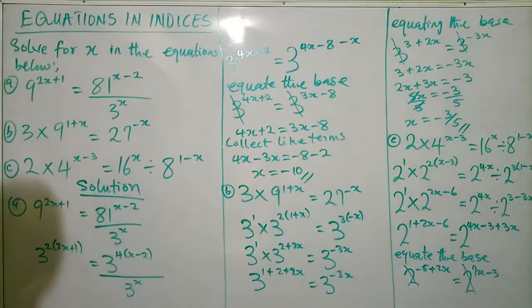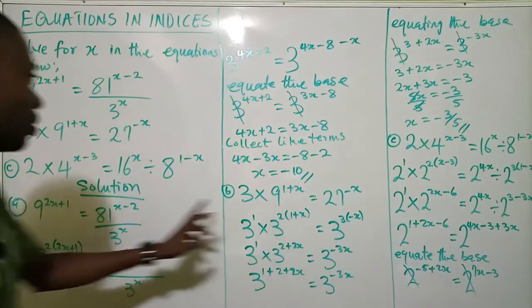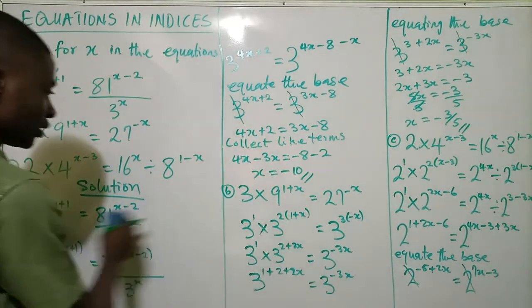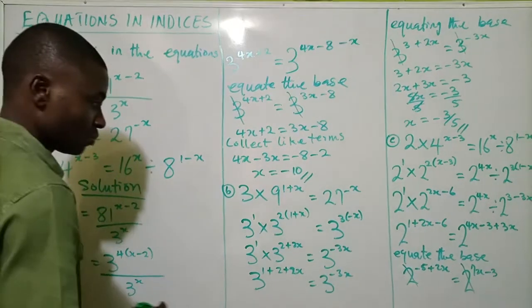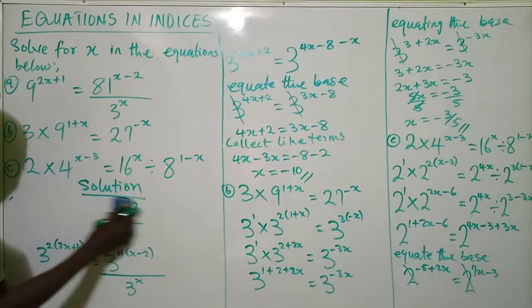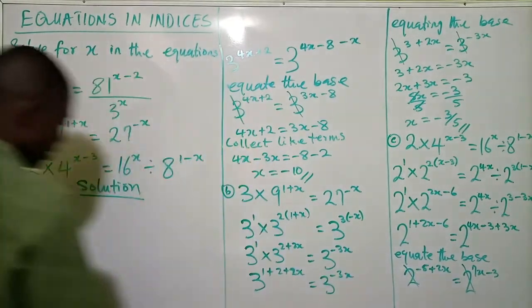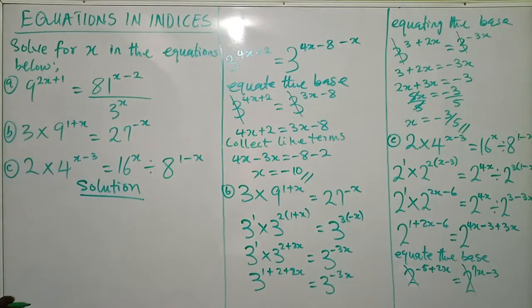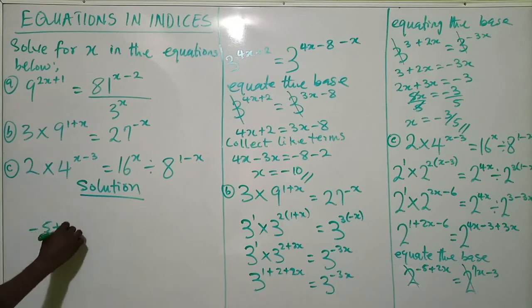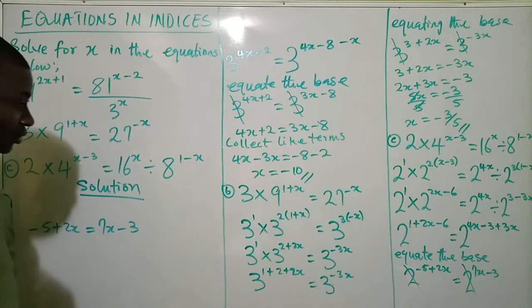Okay, so I'm going to wipe this off so that I can continue from here. From there I'm equating the base now. After equating the base, what do you have there? Let me clean that off. I want to complete this here now. Equating the base, we will now be left with minus 5 plus 2x equals 7x minus 3.